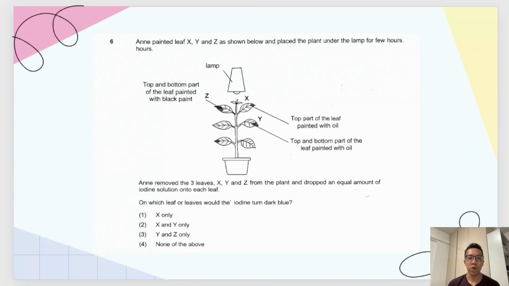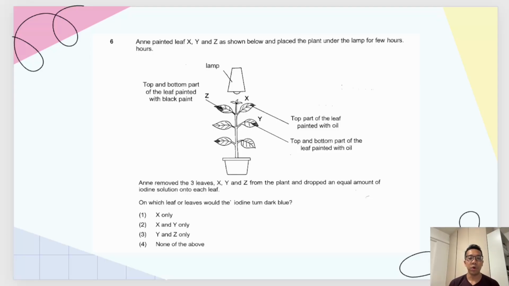So let's start off with question number 6. In this question, a student named Anne painted leaf X, Y, and Z as shown below. Leaf Z is painted on the top and bottom part with black paint, whereas leaf X is painted with oil on the top part only, and leaf Y is painted with oil on the top and bottom. And then remove the leaves and drop an equal amount of iodine on each leaf. On which leaves or leaf would turn iodine dark blue?